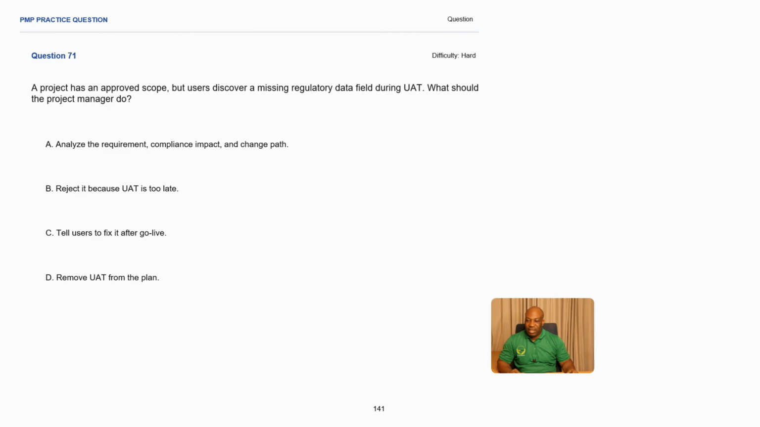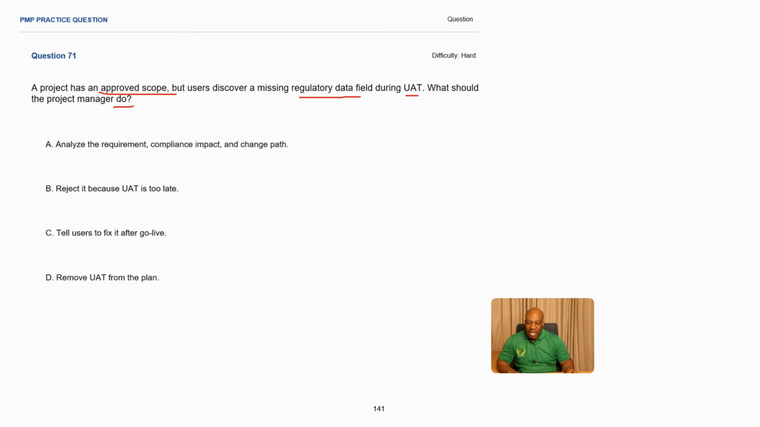Practice question number 71. A project has an approved scope, but users discover a missing regulatory data field during UAT. What should the project manager do? Okay. So what is our problem statement here? The project has approved scope. So scope has been approved. But users are discovering missing regulatory data fields during UAT. So something regulatory is mandatory, okay?